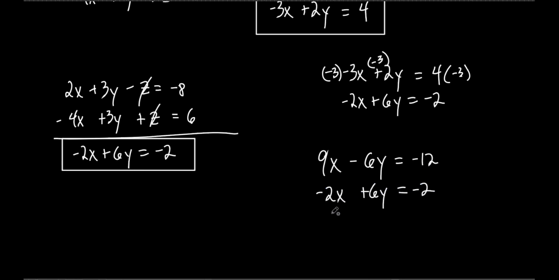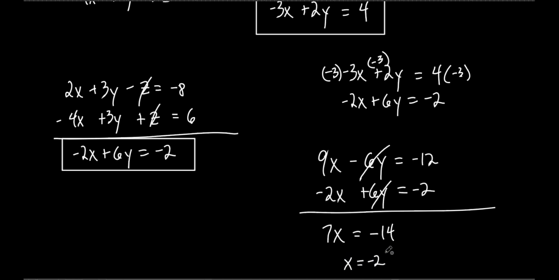That equals -2. The reason that we did that is so we could cancel out the y's when we add up the columns. So we cancel these y's out because they add up to 0. 9x minus 2x is 7x equals, what's that? Negative, right? -12 plus -2 is -14. Divide by 7, so x is -2. All right? Again, make sure you're very careful with your signs.